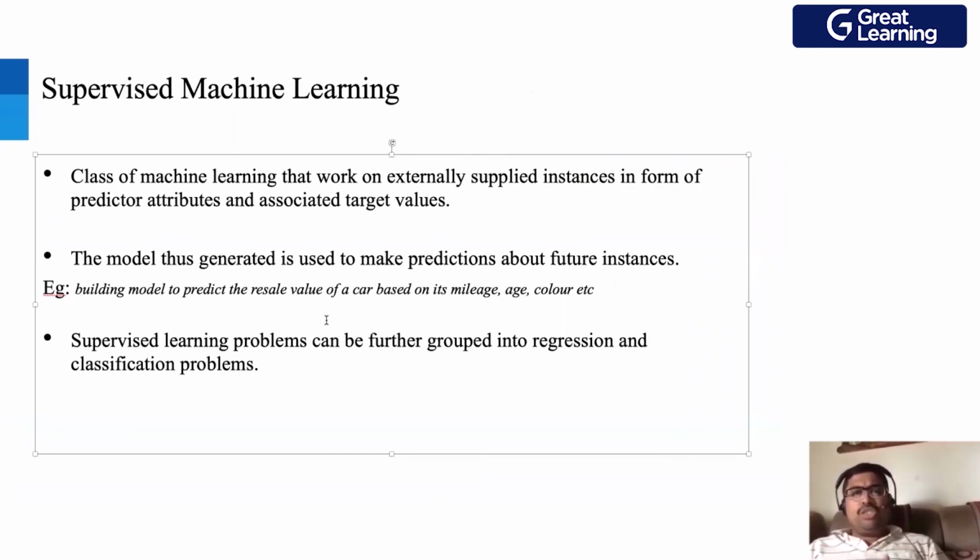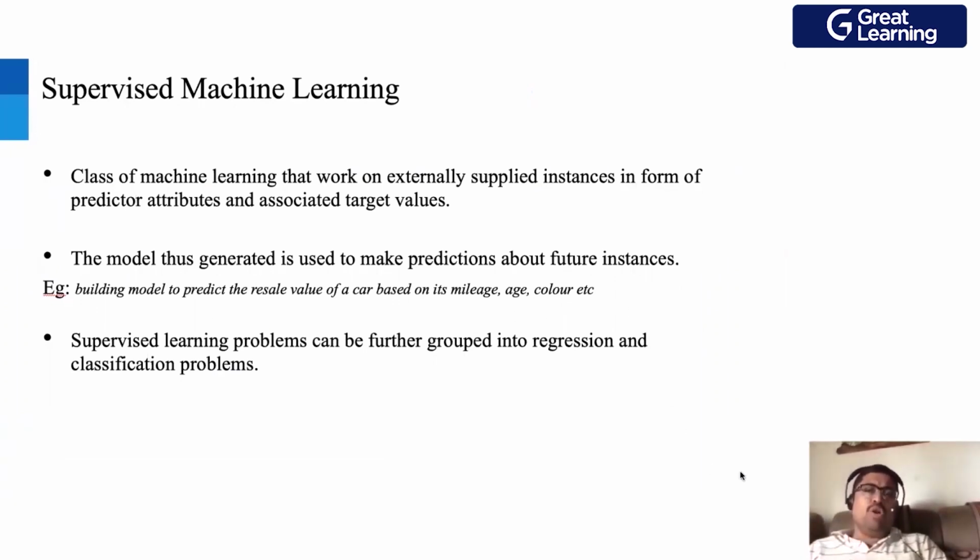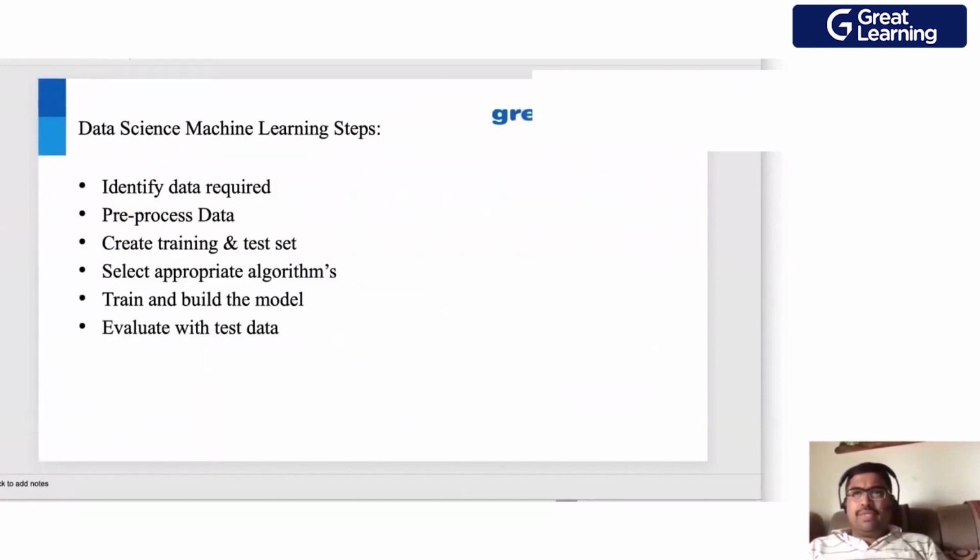An example is building models to predict the resale value of a car based on its mileage, color, and so on. So if you want to buy a second-hand car, how do you go about it? What are the attributes you will look for? And then finally, your dependent variable could be whether you buy the car versus you don't buy the car. That could be an example. This is the same content touched upon again, so let me leave this.